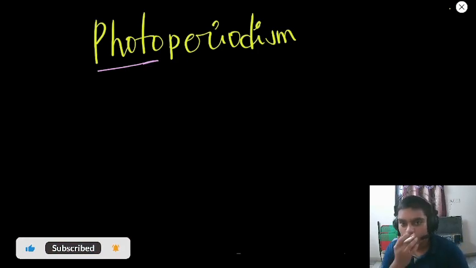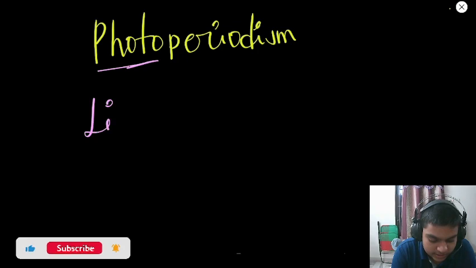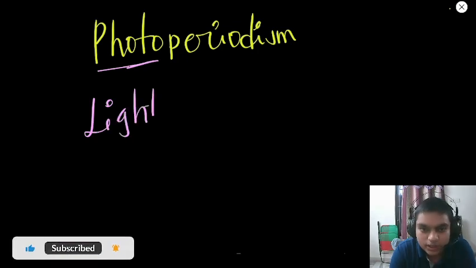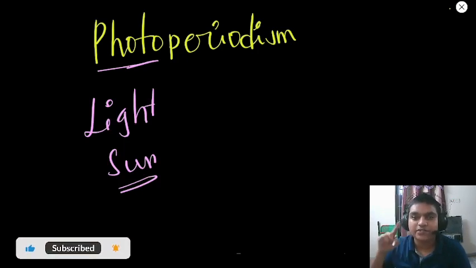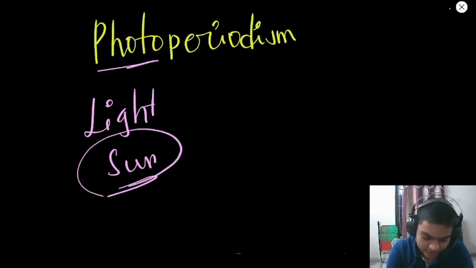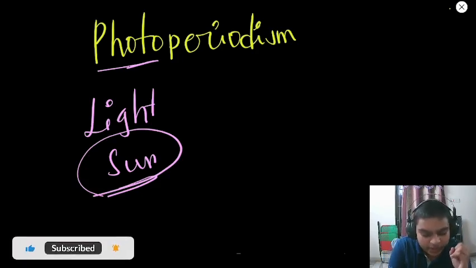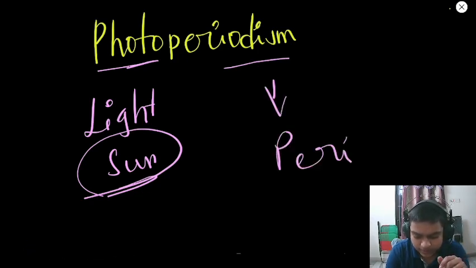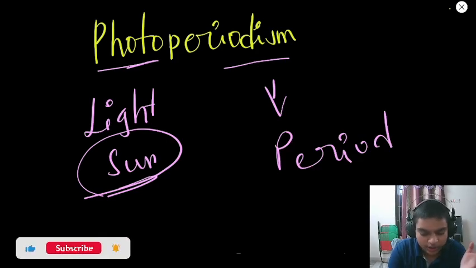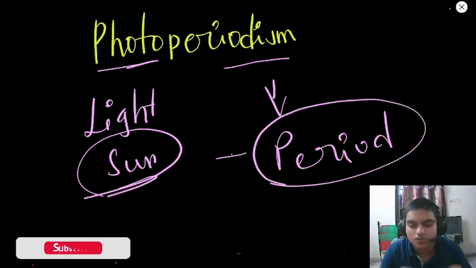What is meant by photo? Photo means light. Basically, it's the sun. The ultimate light for the earth, for all living organisms, is the sun. So that is photo. What is periodism? Take period from this periodism. Now period plus light gives you photoperiodism.